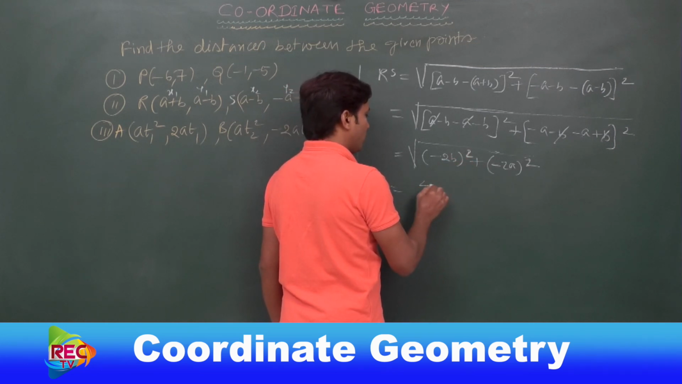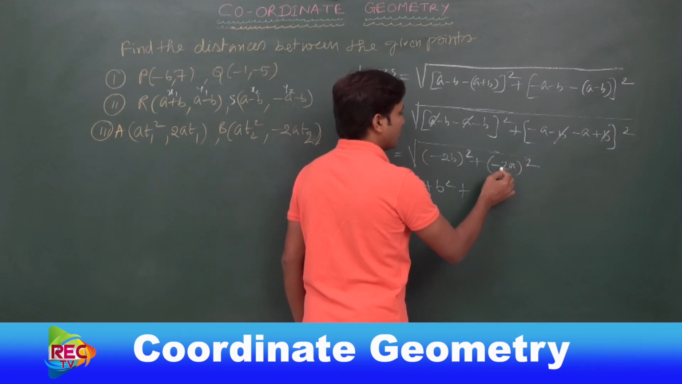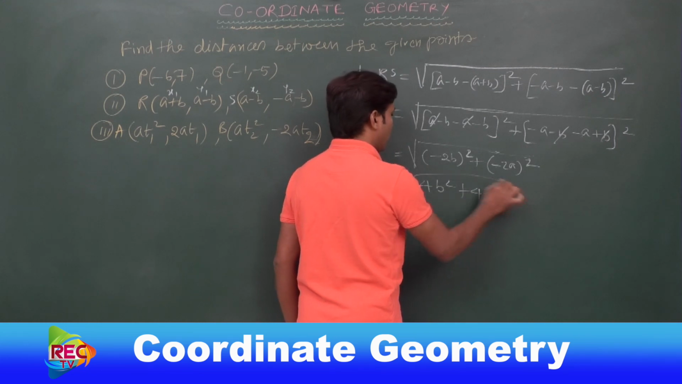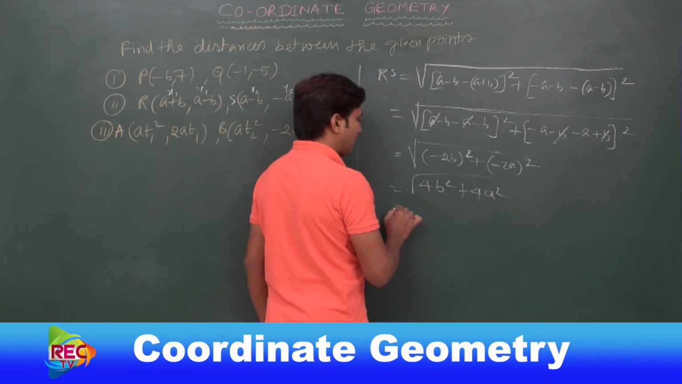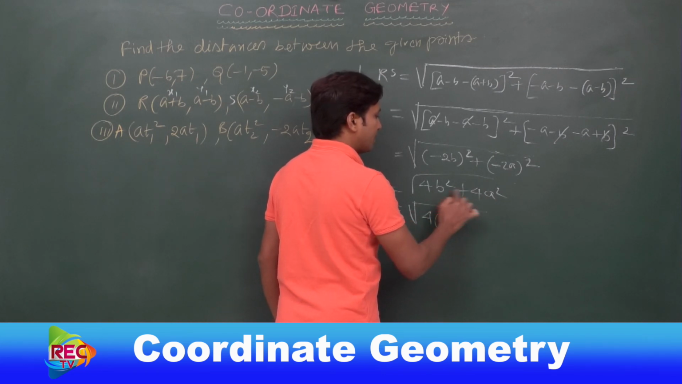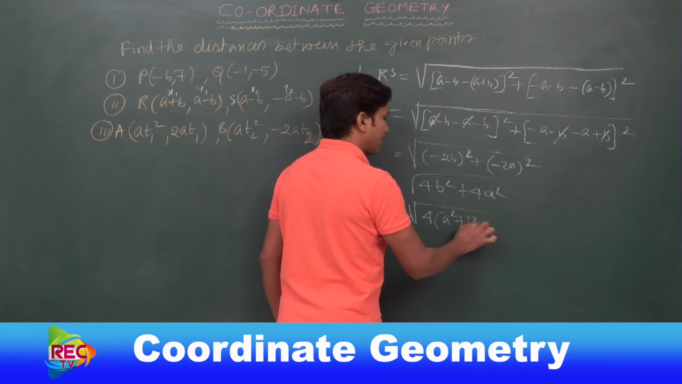2 square is 4 and b square, and this would be minus 2 square would be 4, and this would be a square. Now can we take common 4 from that or not? Let us do it. Now we can take common 4. Now a square and b square are left inside. Let me write a square first and b square next.